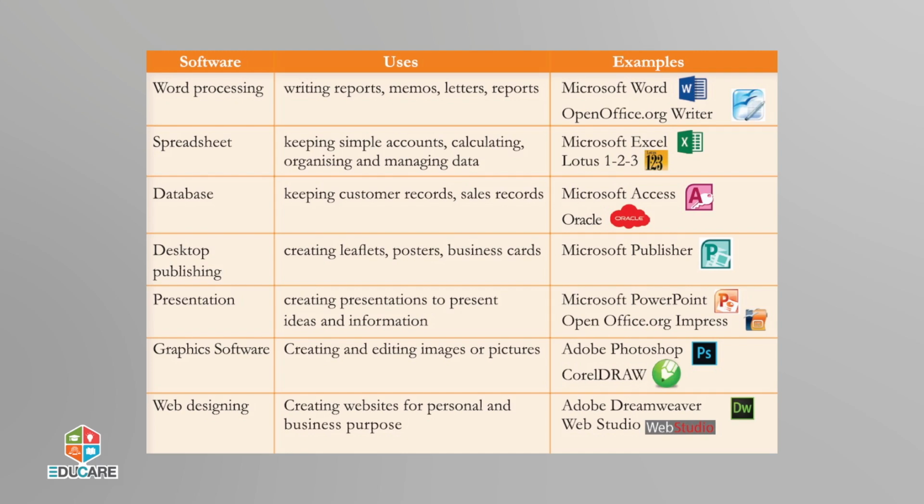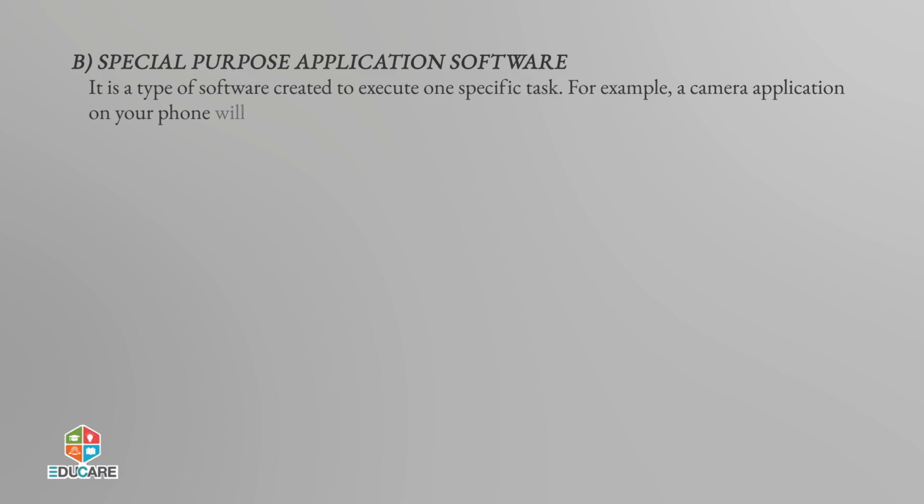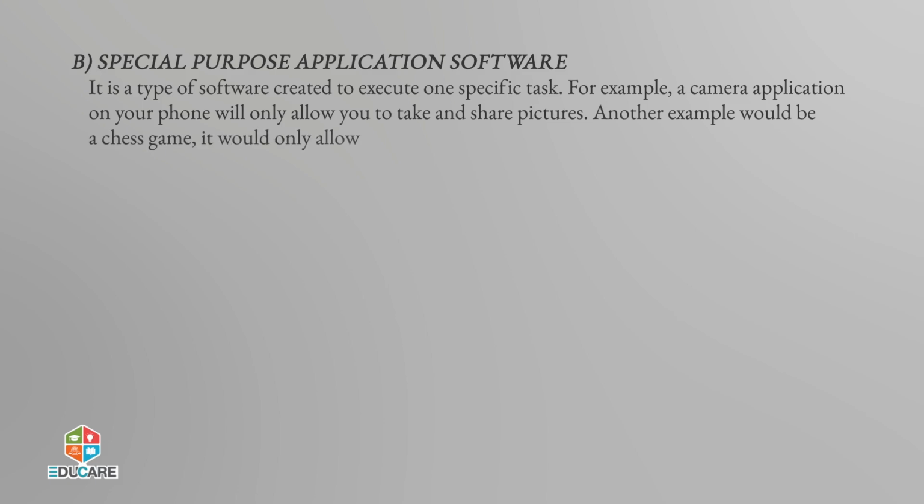Microsoft PowerPoint, OpenOffice.org Impress. Graphics software, creating and editing images or pictures. Adobe Photoshop, Corel Draw. Web designing, creating websites for personal and business purpose. Adobe Dreamweaver, Web Studio. Special purpose application software. It is a type of software created to execute one specific task. For example, a camera application on your phone will only allow you to take and share pictures. Another example would be a chess game. It would only allow you to play chess.